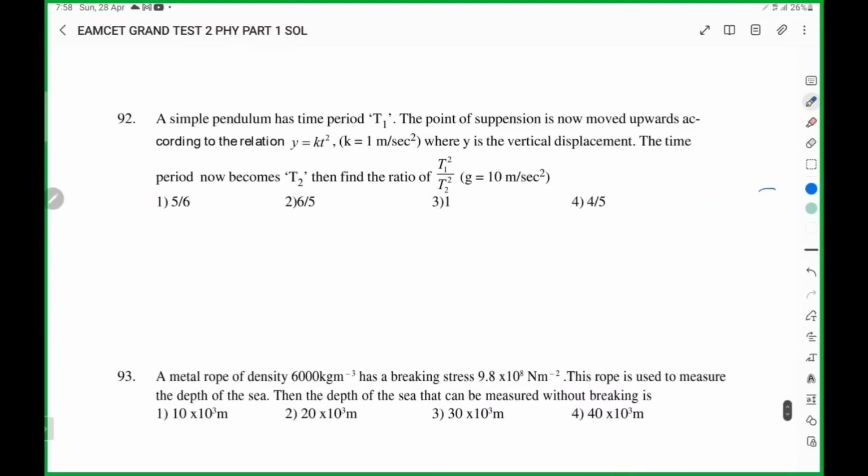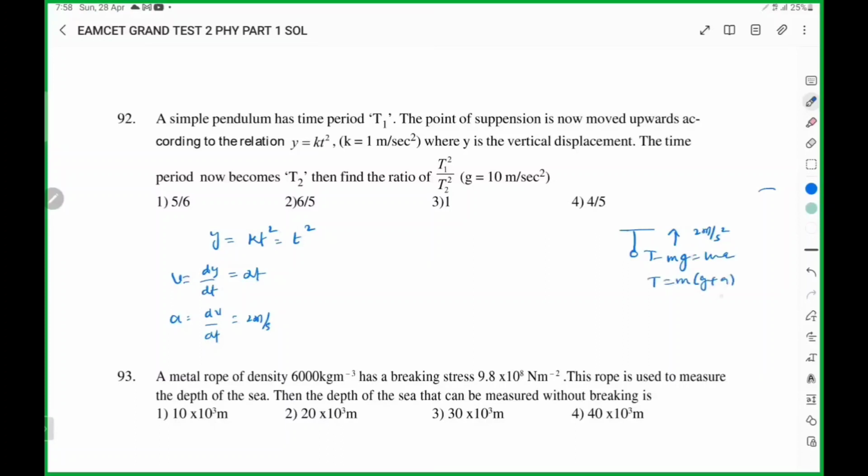Here, for a simple pendulum, the point of suspension is now moved up with an acceleration. So y here is k t square, and he has given k as 1. dy by dt will be 2t, this is velocity. Acceleration is dv by dt, 2 meter per second square. That means it is moving upward with 2 meter per second square. So the net force: T minus mg is ma, T equals m times g plus a. G plus a will be the effective acceleration.